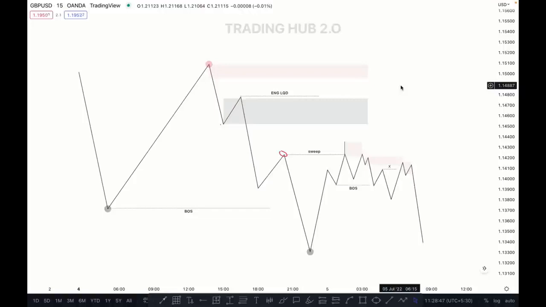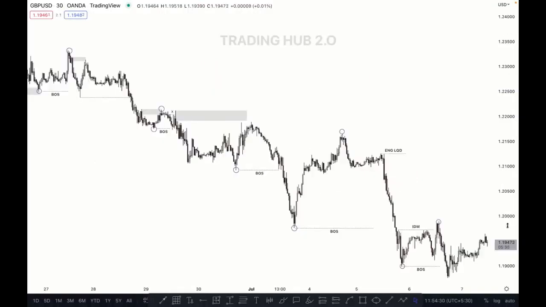Okay, let me show you through bar replay on a real chart how we can apply it and how we can take a trade. Okay, let's see. So this is a bearish market.